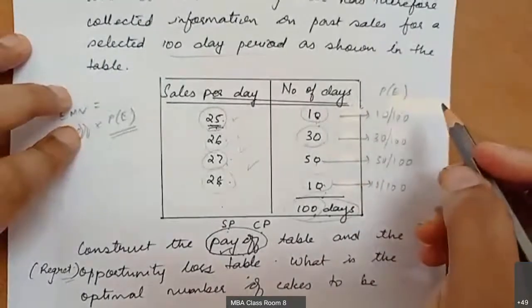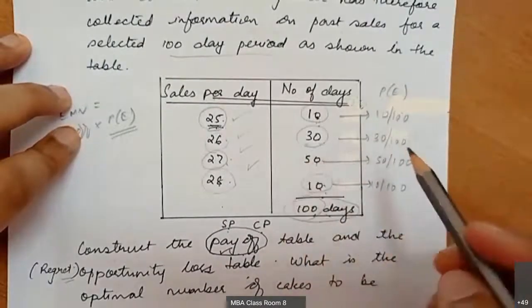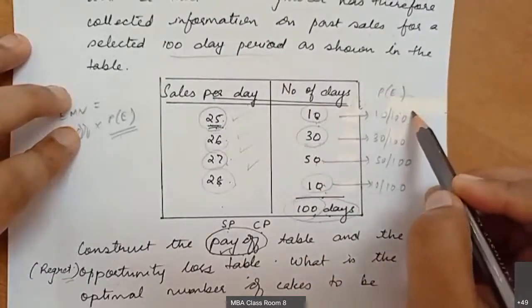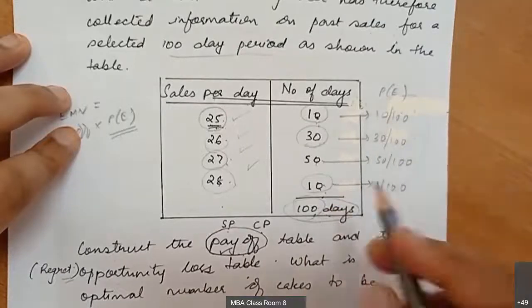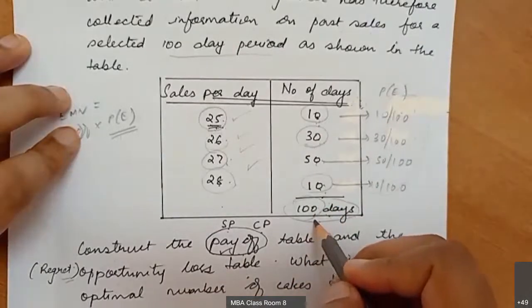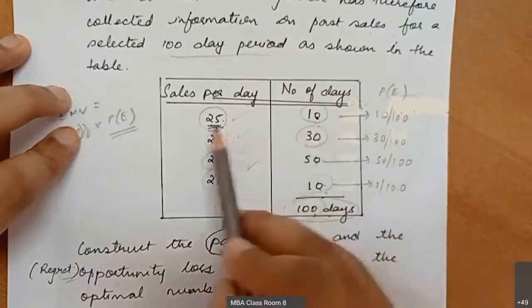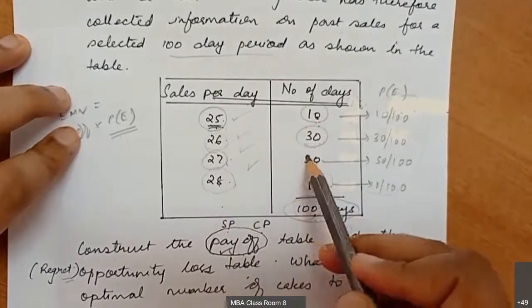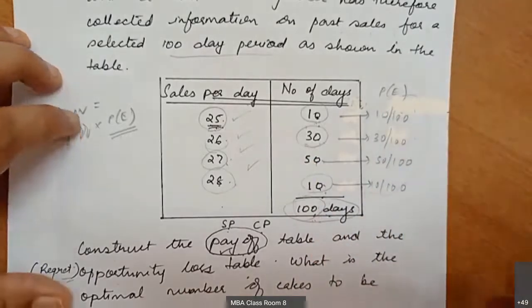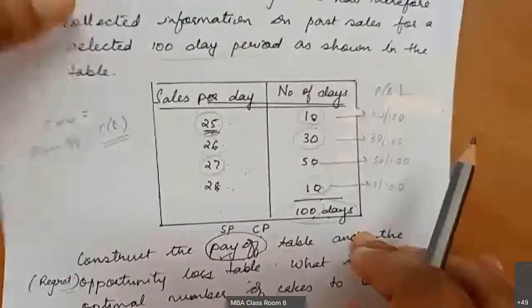In a question, sometimes they will give these values directly, as probabilities, or sometimes they will give it in this format. The total number of days for which the data is considered will be given to you, and for each row, how many days are considered will also be given. So this is how you will calculate the probability. Next we'll go to the problem.